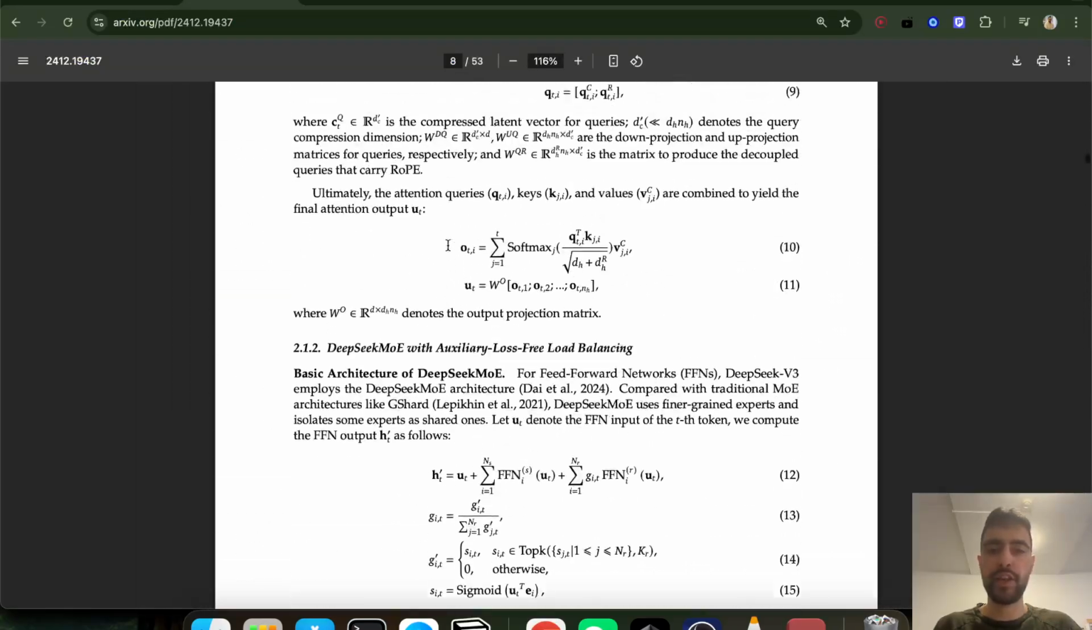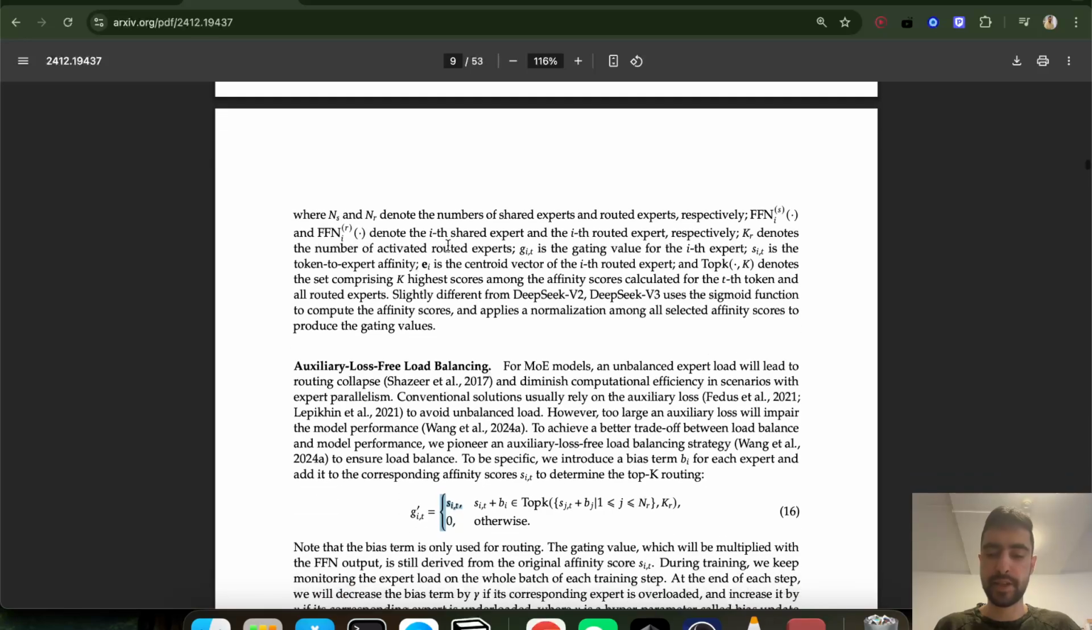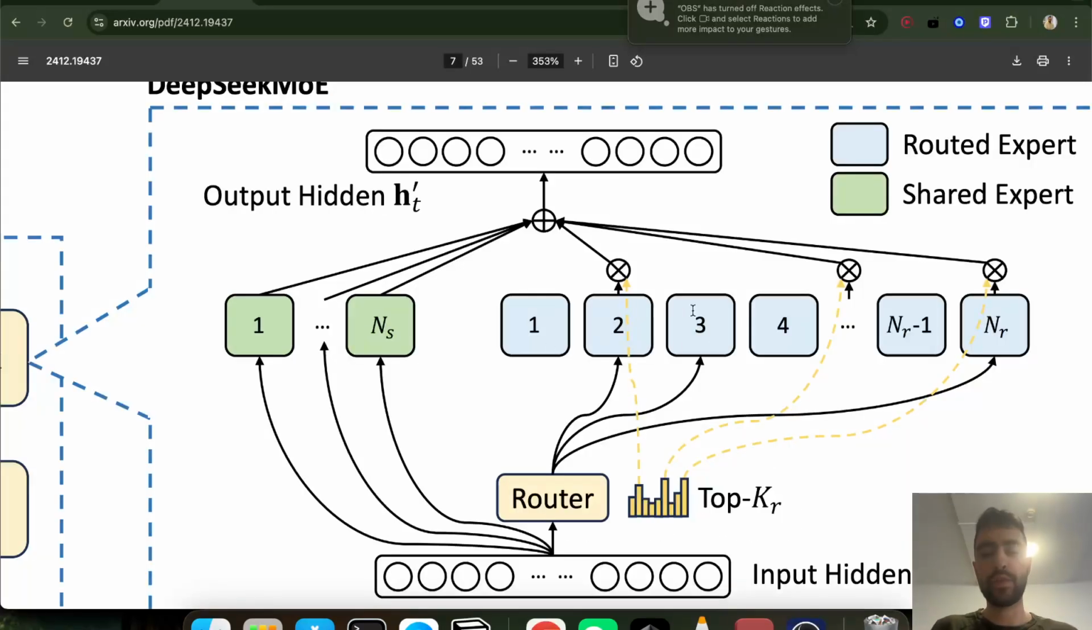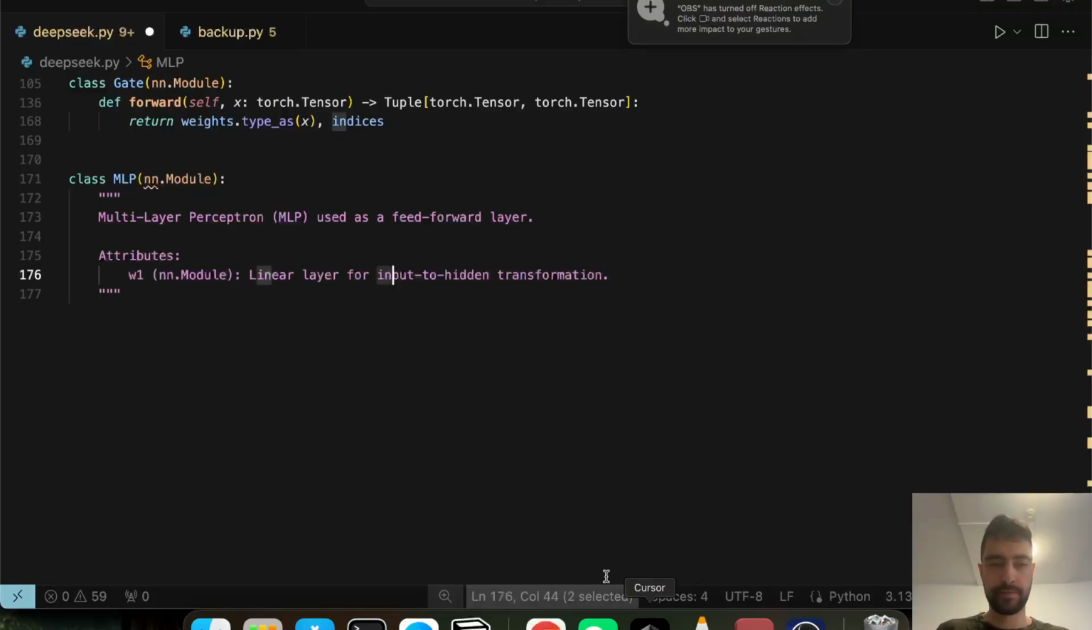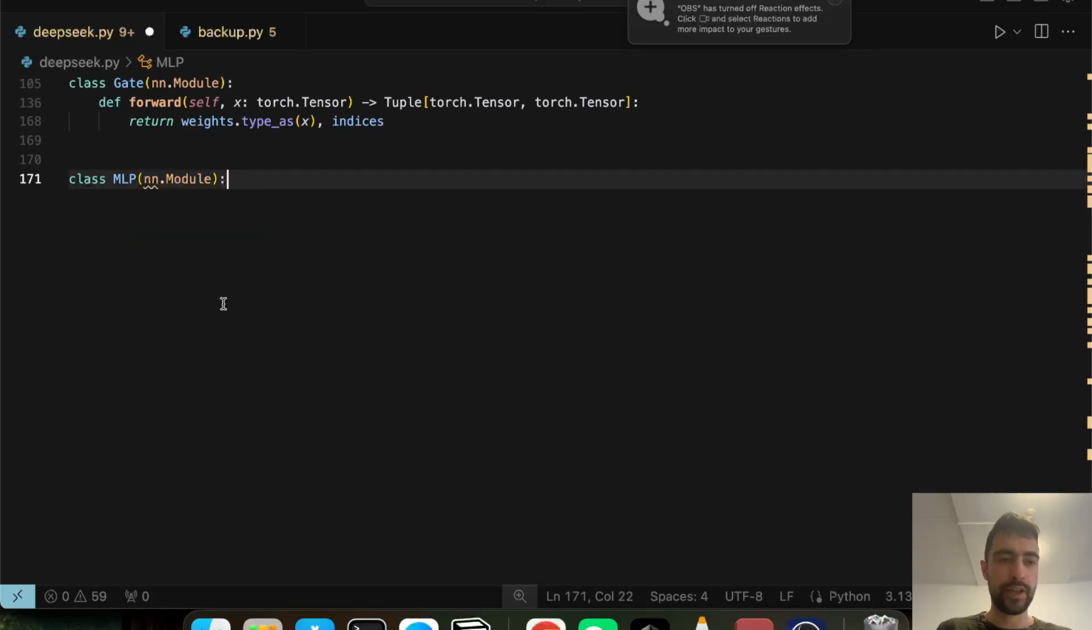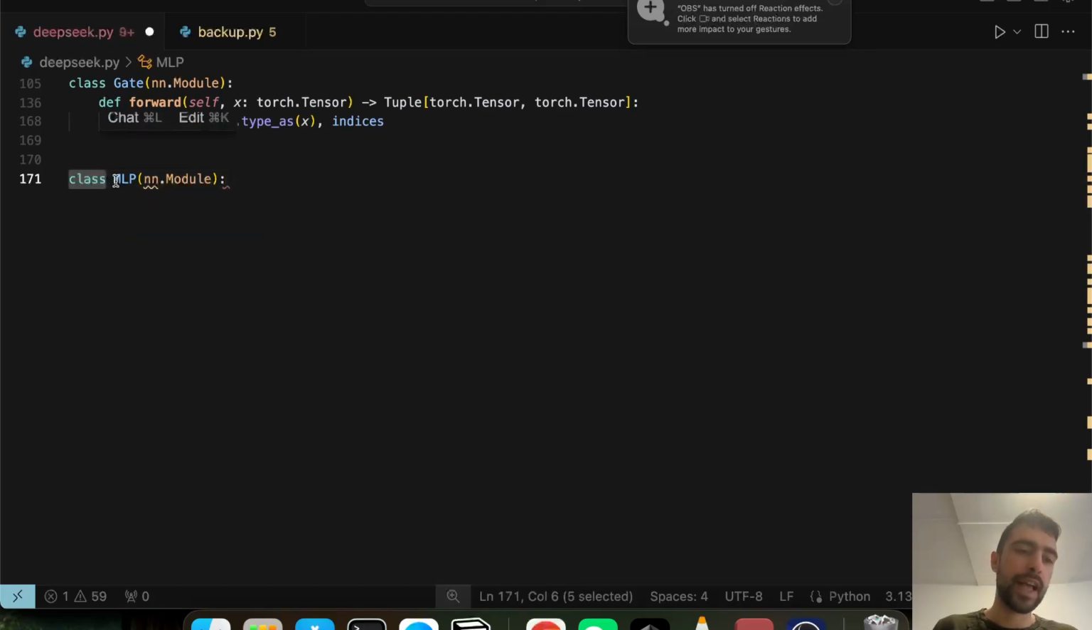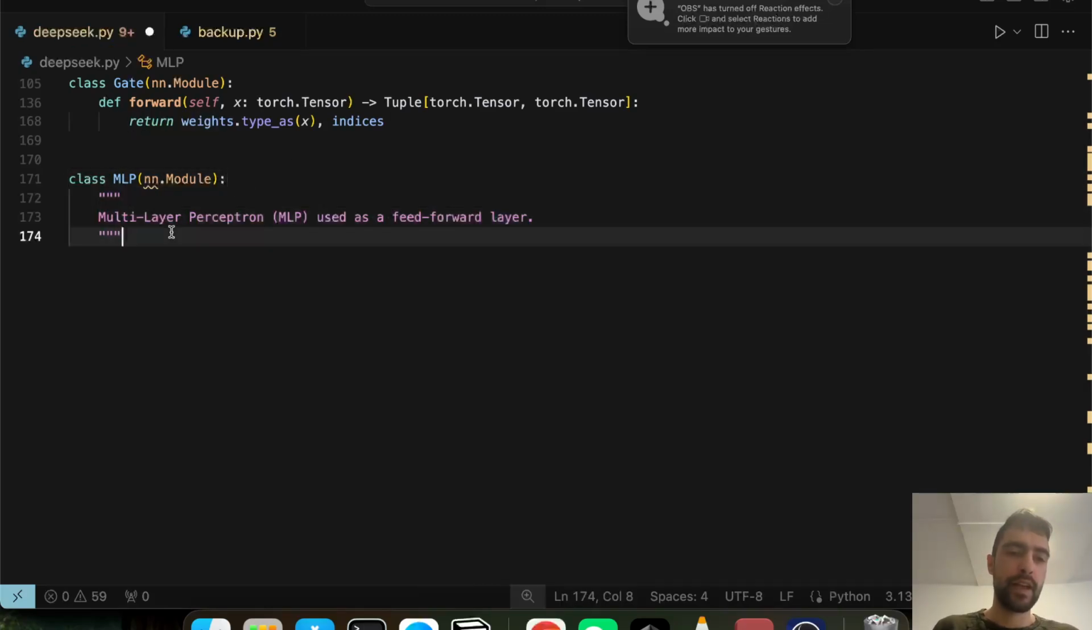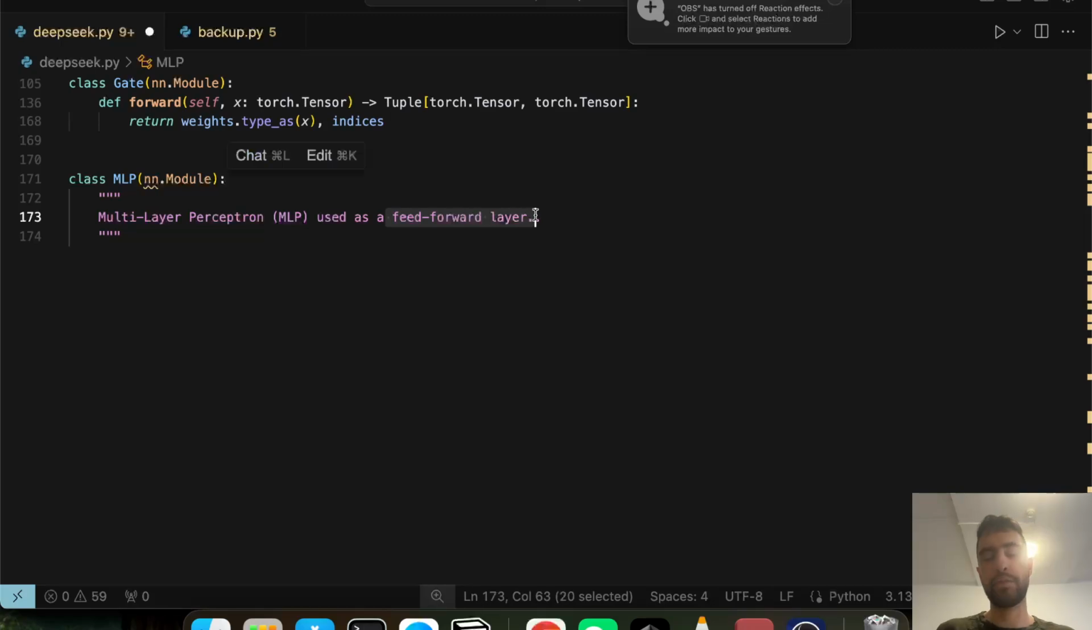Now we can continue with implementing a mixture of experts. Next, we will code experts. So each expert will be a multi-layer perceptron, or neural network. Okay, so let's start from here. Class MLP, and this will be a feed-forward network, so each expert is a feed-forward layer.